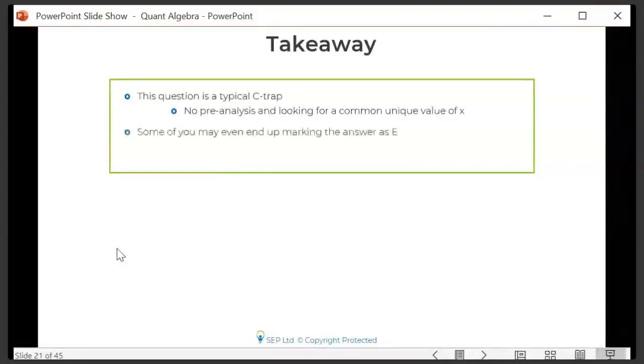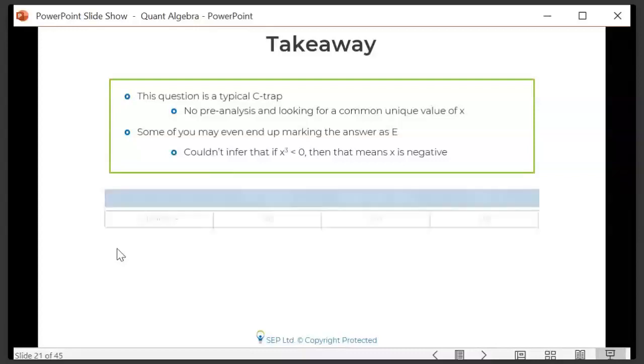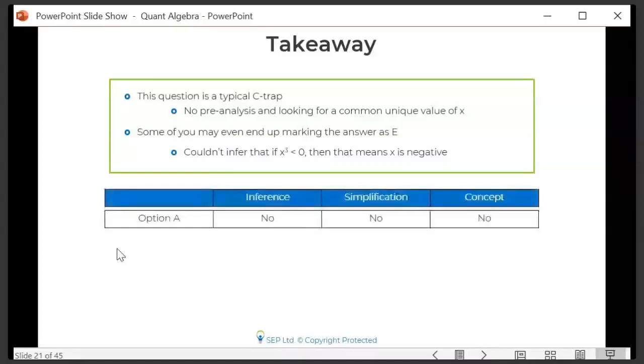There may be very few of you who end up marking the answer as E, but for those people, you could not infer that even x cube is less than 0 means x is negative. That means your conceptual knowledge is not at all in place. Those of you who end up marking the answer A, your simplification, inference, and conceptual skill are all lacking a lot.